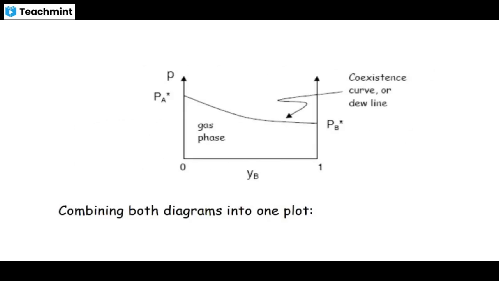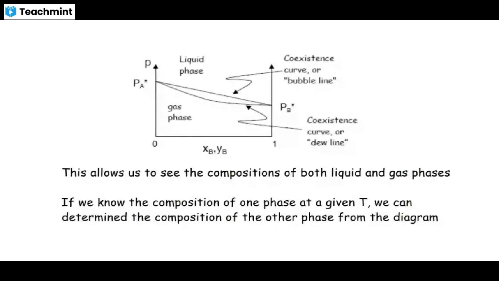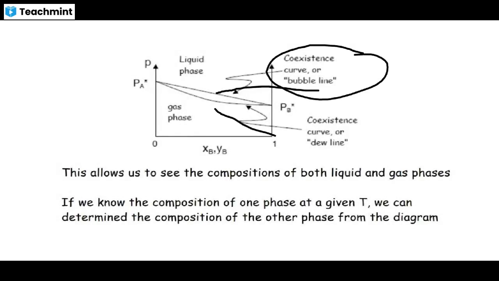Okay, so this is for the gas phase, the coexistence curve or dew line. Combining both into one diagram, this is for coexistence. This is the bubble line, and below it is the dew line. So this is for the liquid phase, this is for the gas phase. This line is used to determine the mole fraction of the liquid. The bottom line is used to determine the mole fraction in the gas phase. Using the lever rule, you can determine the gas phase mole fraction from the liquid phase mole fraction. Okay, we can see the examples.